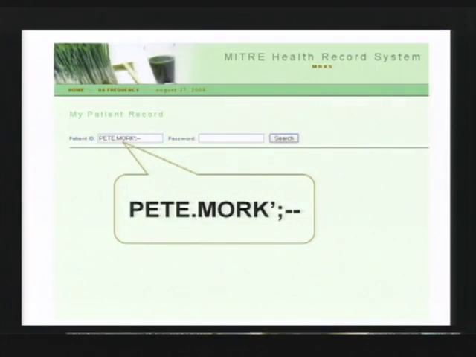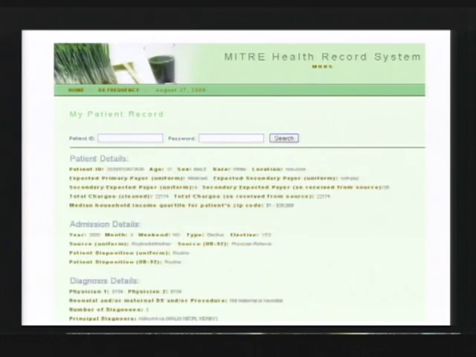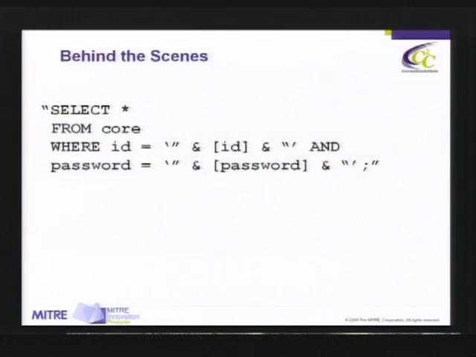What happens, however, when I go into that field and I put in a user ID, but a single quote followed by a semicolon and 2 dashes? In that case, I still get to see the medical record. What's going on behind the scenes?